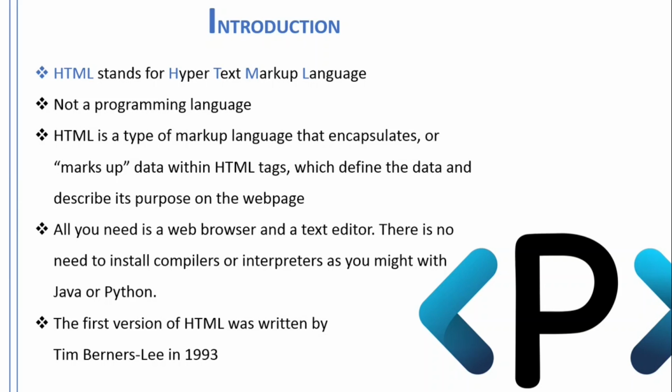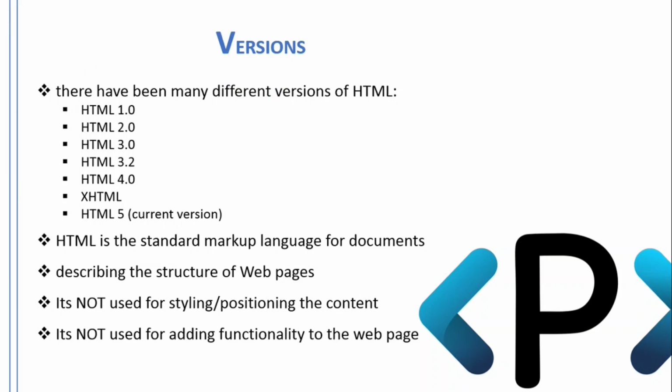The first version of HTML was written by Tim Berners-Lee in 1993. After the first version, there have been many different versions of HTML in the market, like HTML1, HTML3, XHTML, and HTML5, which is the current version at the time of recording this video in December 2022.